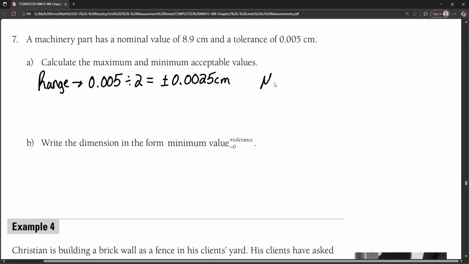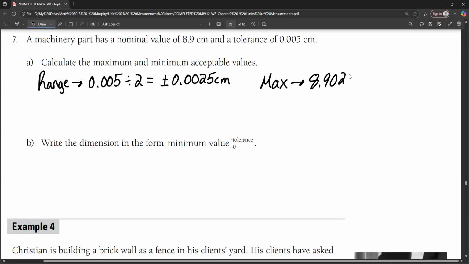So our maximum would be 8.9025. And then subtract 0.0025 from 8.9, and you end up with 8.8975.